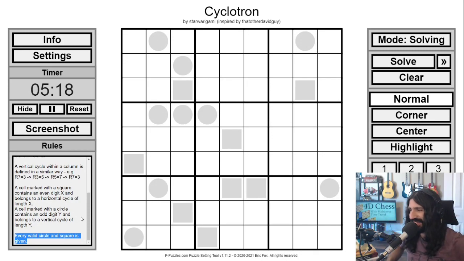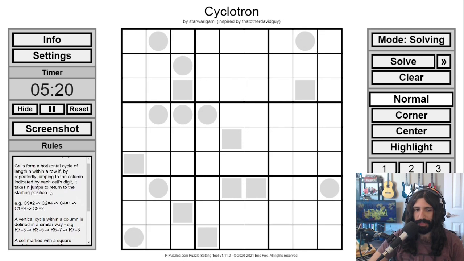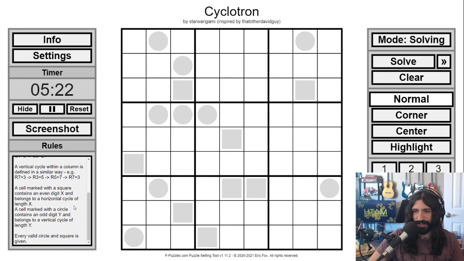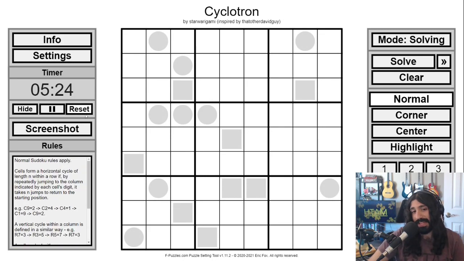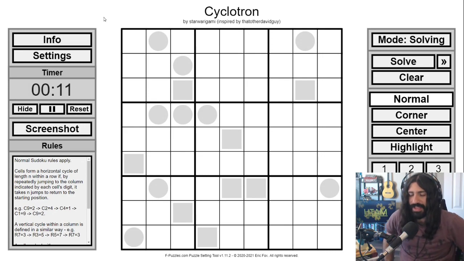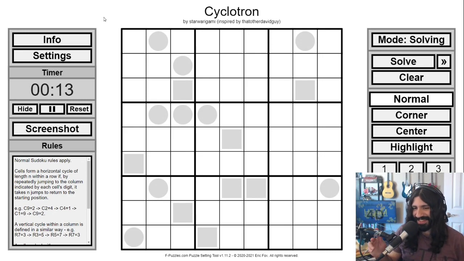All right. Well, with this understanding of the rules, let's just try and figure this out. Okay, let's reset. I don't know if we have a time that if we get it under, then we win the challenge. David can let me know. Otherwise, we're just going to do our best. There are no given numbers.